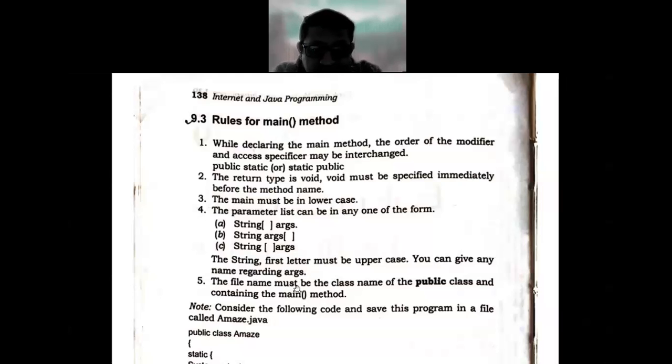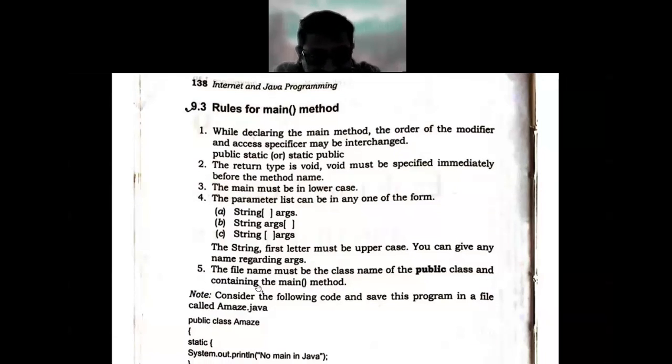Then the file name must be the class name. The file name must be the class name of the public class containing the main method. So whatever class contains the main method, and in a program, no matter how many classes there are, the main method must be within only one, not more. Okay, so only one main method. So whichever class contains the main method, that class name should be used as the file name dot java. Okay, so this part we already know.